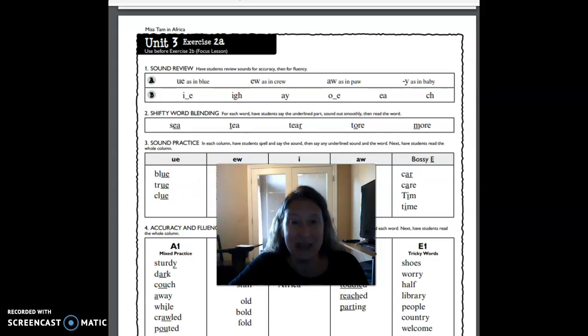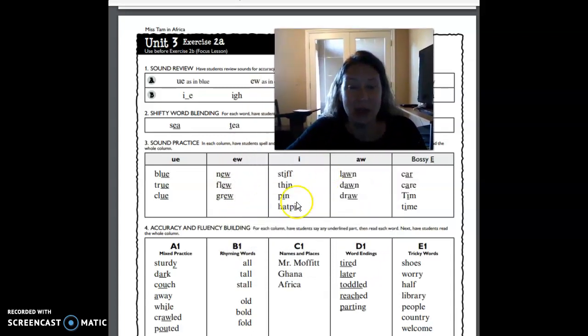Our next words are going to have the EW. What sound does that make again? Oo. So read the underlined part and the word. What's the underlined part? Oo. And the whole word? New. Next. Underlined part? Oo. Whole word? Flew. Next word? Underline? Oo. Whole word? Grew.